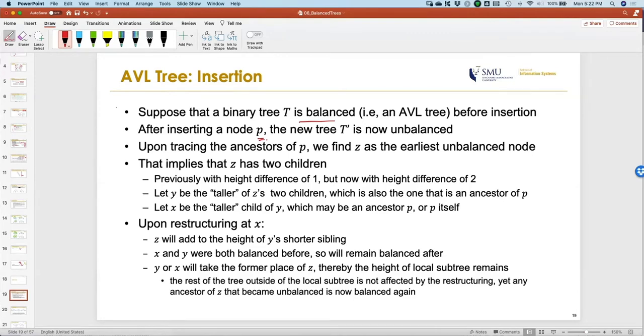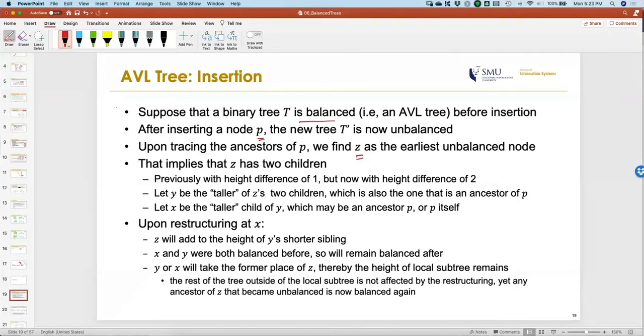So that means that the part that will be unbalanced is going to be some ancestor of P, because P is the cause. So P is going to increase the height of all its ancestors by 1. So that means the parent is going to increase by 1, the grandparent is going to increase by 1, all the way to the top, right? Now, at some point, there's going to be some ancestor that has one child that is not raised, and the other child is raised by P, creating an imbalance. So let's call that ancestor Z, okay? So Z is going to be the earliest unbalanced node.